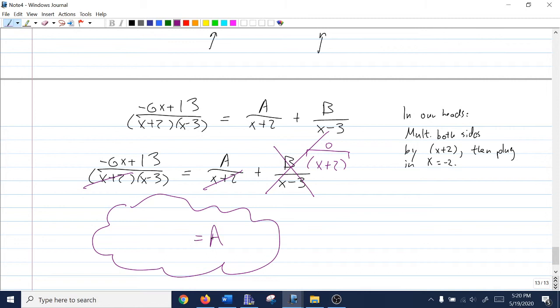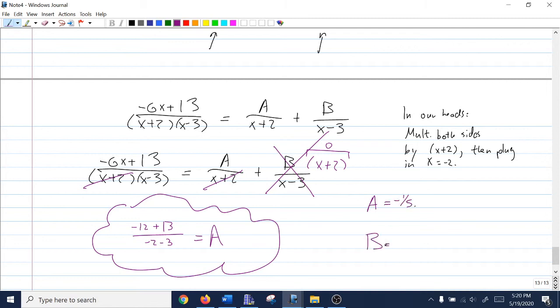This is remarkable, that I can just put my fingers over some things and imagine what's going on, and I can just write down A equals. What is A? It equals, what do I get when I plug −2 into the left-hand side, except cover up the x + 2 part? It equals (−12 + 13) over (−2 − 3). What is that? That is −1/5. A is −1/5.